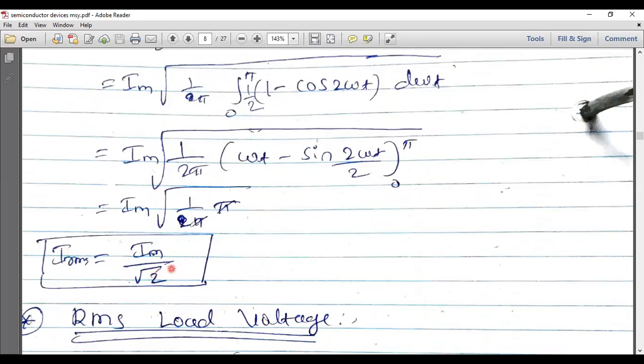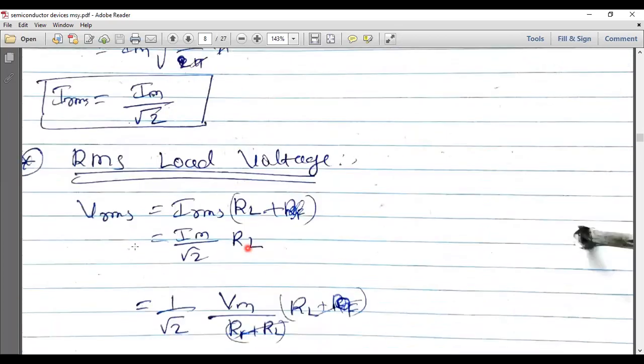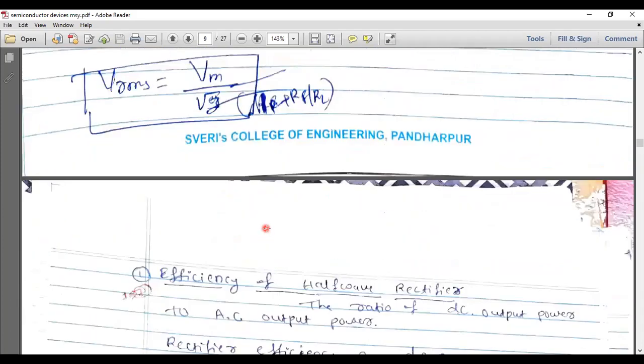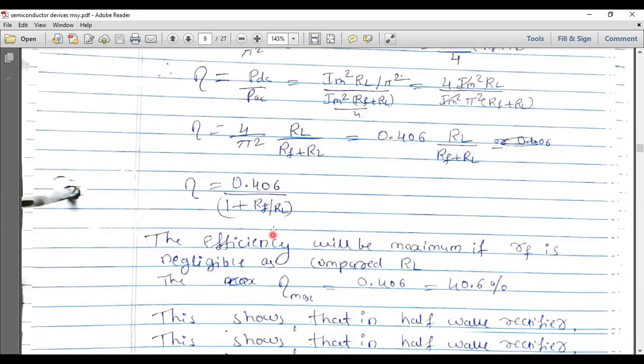What is the AC value here? I_m by root 2. So for the complete one cycle we got I_m by root 2. For the half cycle we got I_m by 2, but for the full cycle we got I_m by root 2. Based on this I RMS value, the RMS voltage also we have to calculate.